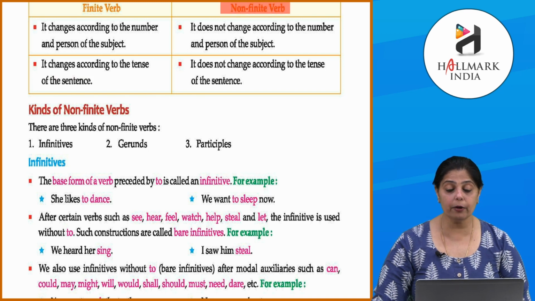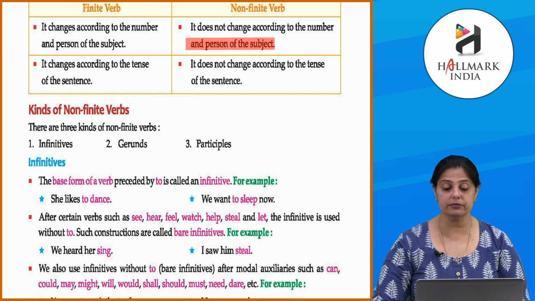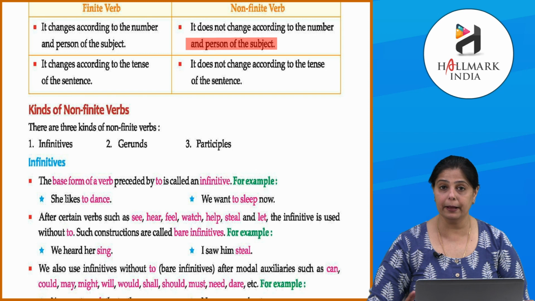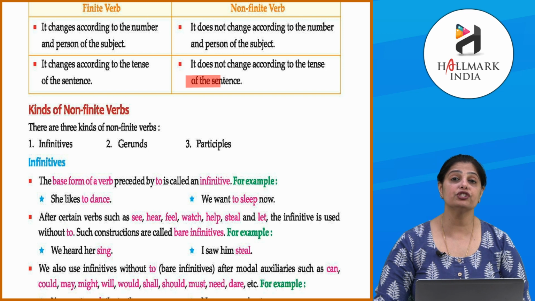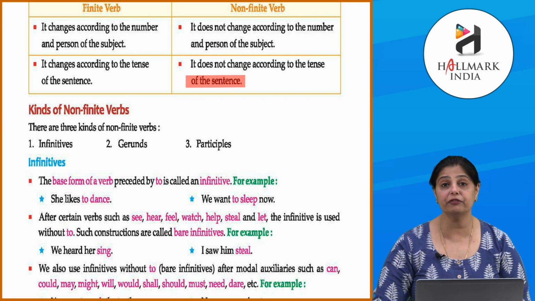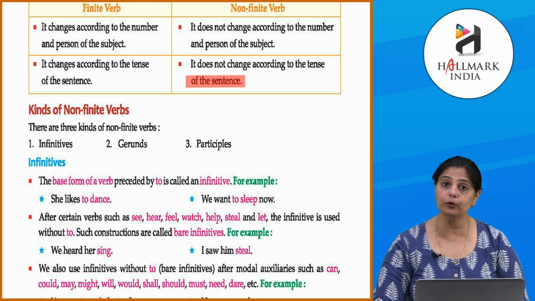Whereas a non-finite verb does not change according to the number and person of the subject. My brother loves to eat chocolate. So according to person it has stayed as it is. Okay. His hobbies are eating and playing. So it has not changed. It has not changed according to the tense also, and it does not change according to the number also. If it is singular, it takes the singular. If it is plural, it takes the plural.